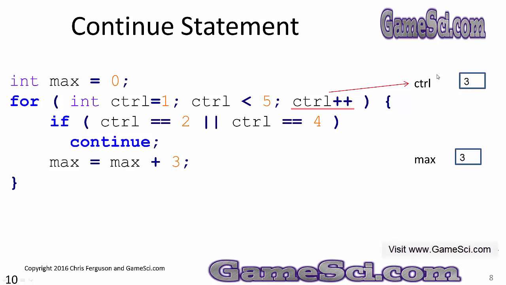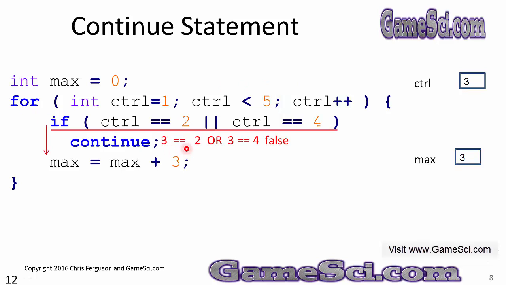We'll add 1 to control. Control has gone to 3. After we add 1 to control, we will skip back and test the true-false condition. 3 is less than 5. That is still a true statement. As a true statement, we're going to go into the block and execute the code in the for loop.